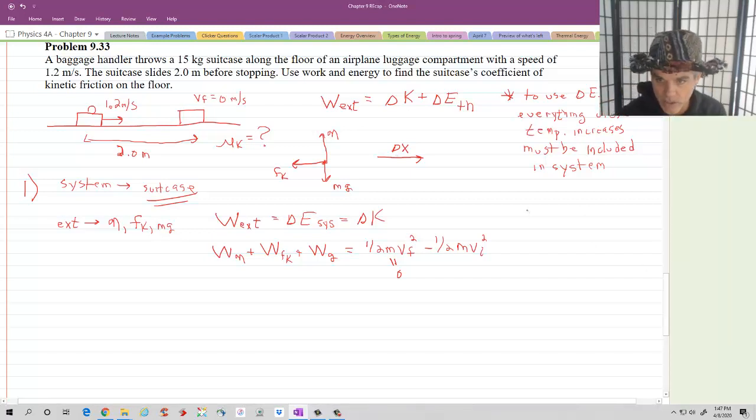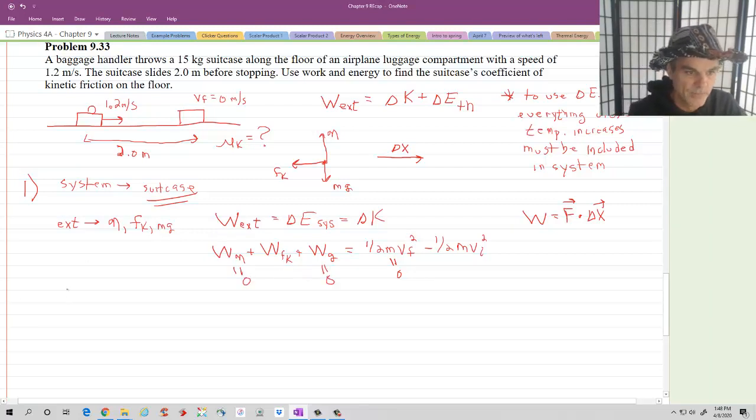And keep in mind, I can use work equals F dot delta r, or in this case, delta x, because the normal force is constant, the force of gravity is constant. So the work done by the normal force is 0, the work done by gravity is 0, and what I get is the work done by friction equals negative 1/2 m v initial squared.